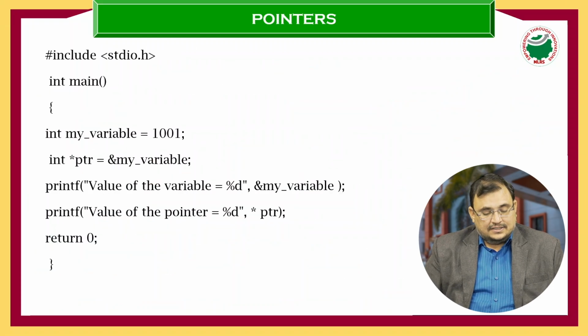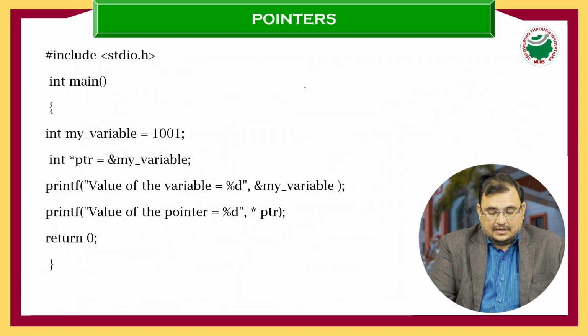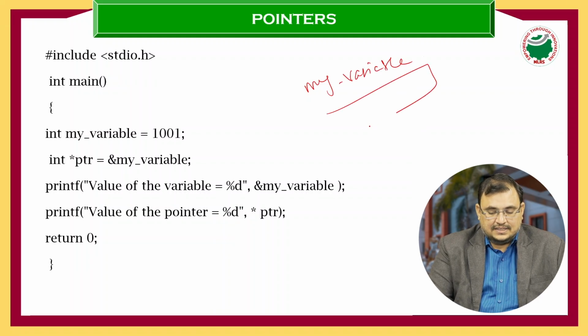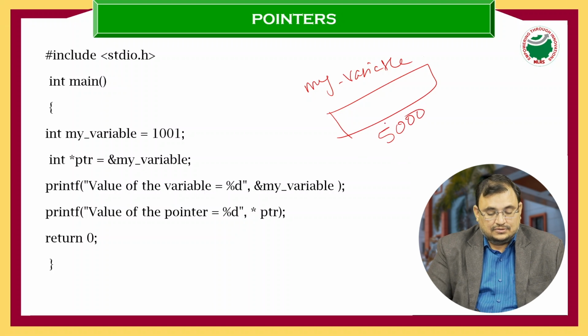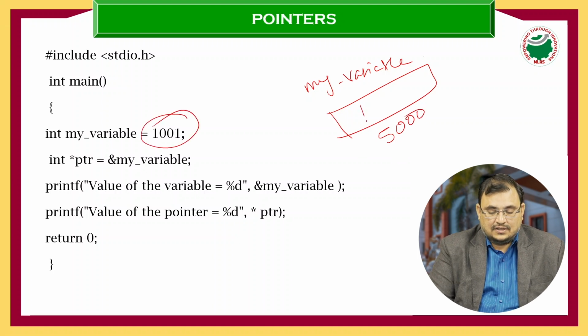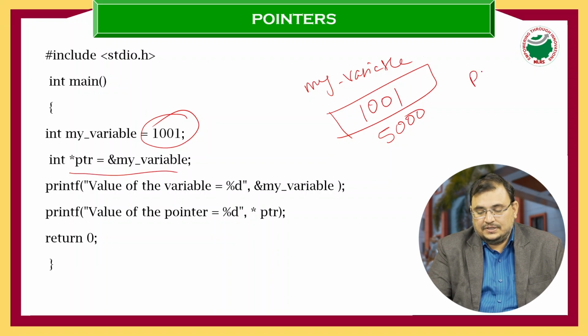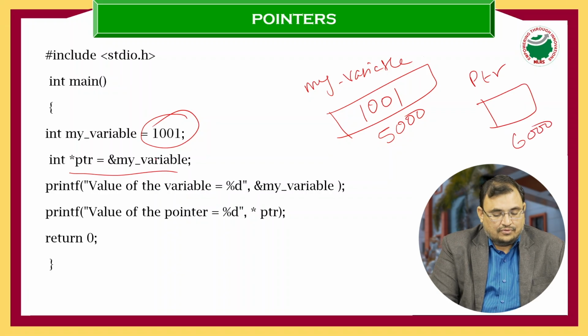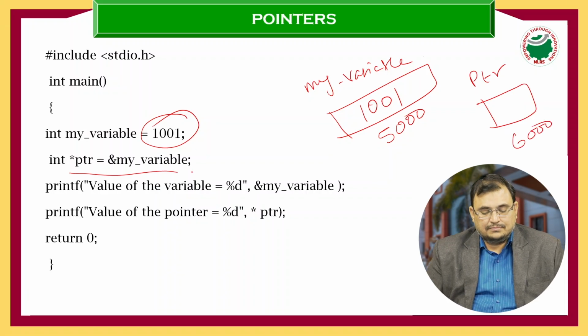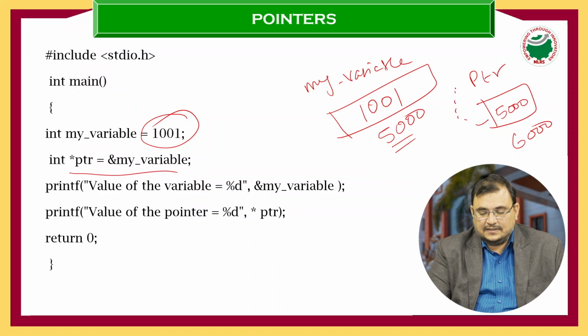As an example, I am declaring a variable called myvariable, assigned some memory. Assume the memory address of this variable is 5000, and the value I am initializing is 1001. Now I am declaring a pointer called ptr. Assume the address of ptr is 6000. Then ptr is equal to ampersand myvariable, so the address of myvariable, 5000, is stored in ptr, which means a logical link is created between these two.